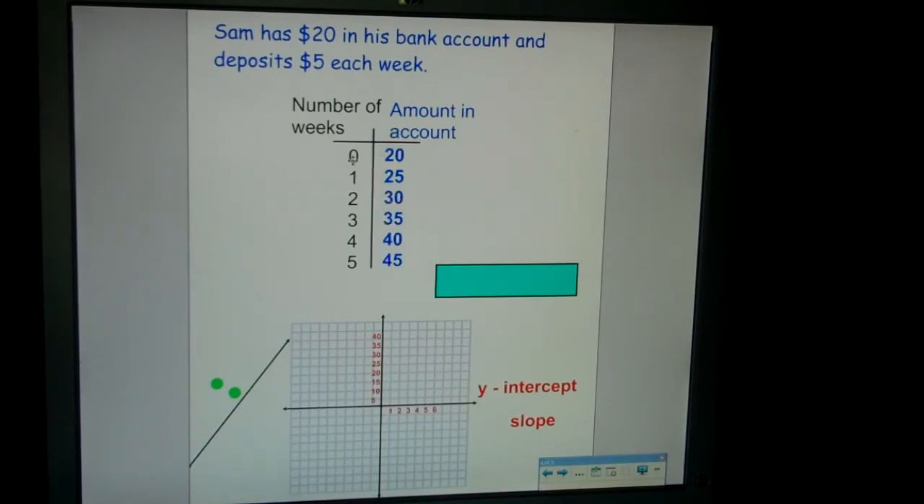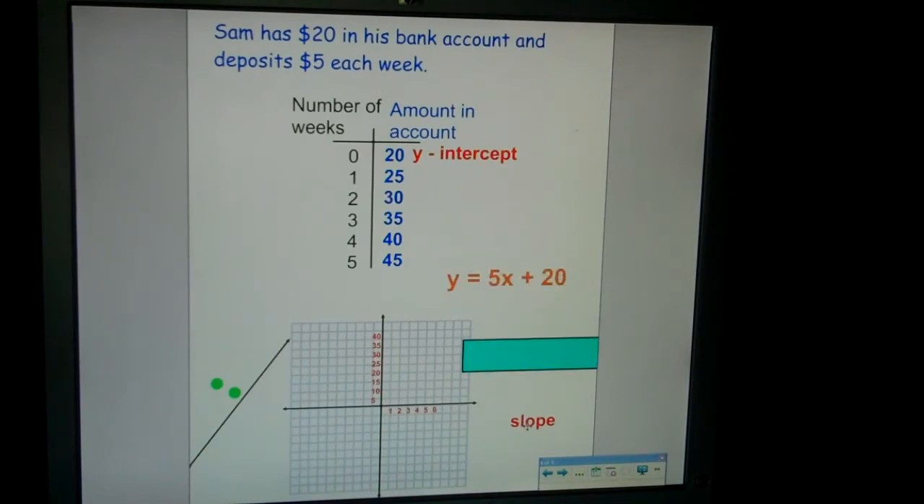All right, so here we go. At 0 weeks, he has $20, which would be my y-intercept. Okay? My slope, what is the change? What is the change from 20 to 25? It's plus 5. What's the change in the number of weeks? It's 1. So which one goes on top, 5 or 1? The 5 goes on top. Okay? And that's my slope. All right? And I can take this down here, and there's my y-intercept.